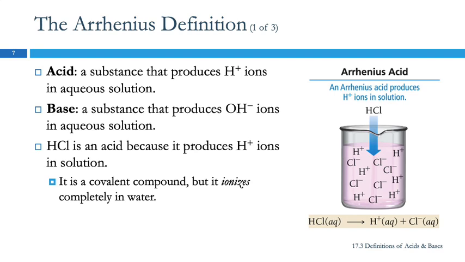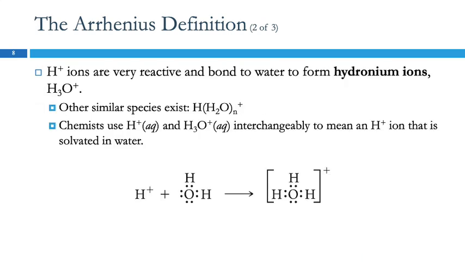Hydrogen and chlorine are both nonmetal elements, and so this is a covalent compound. It's molecular, it's not ionic, but it ionizes, it forms ions in water, and so it forms hydrogen ions and chloride ions. Those hydrogen ions are very reactive, and they will bond to water, forming hydronium ions. So the hydronium ion is H3O+. There are other similar things that exist, but we don't need to pay attention to them.